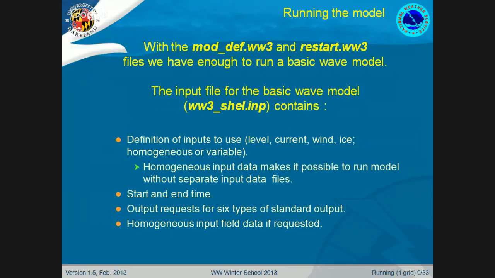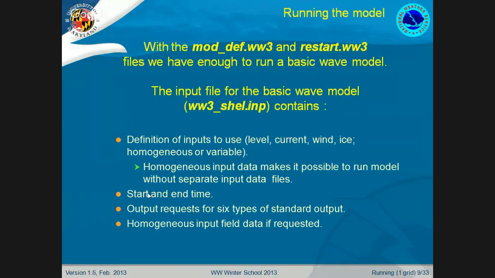And then you just have to give some basic input information in shell.inp. So you have to tell the model it's using some forcing field. Are you using some level, some current, some wind, some ice? Now we also have some mud parameters and some ice thickness and floe sizes and ice rheology and some other crazy ice parameters.